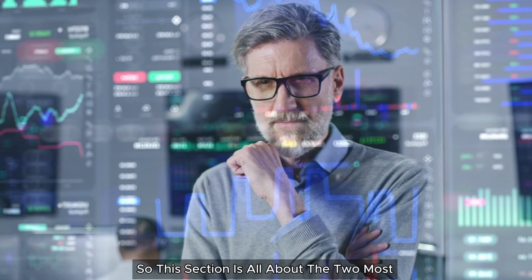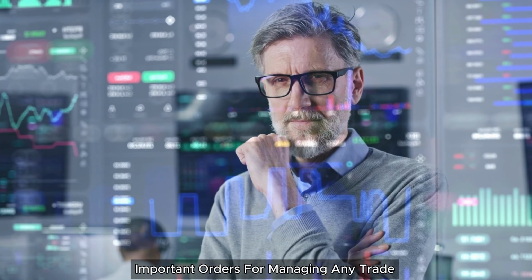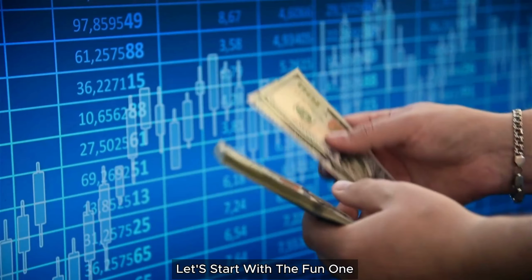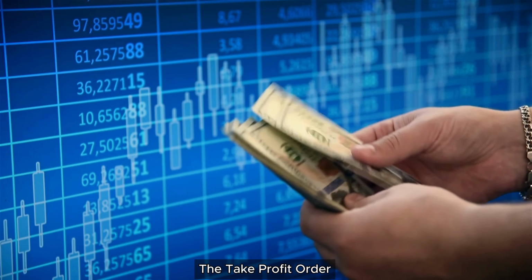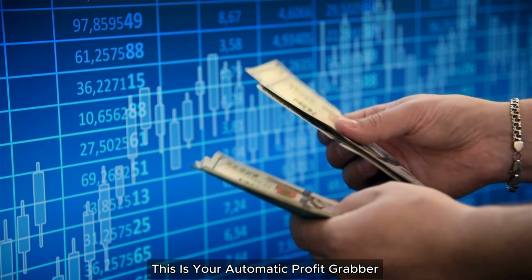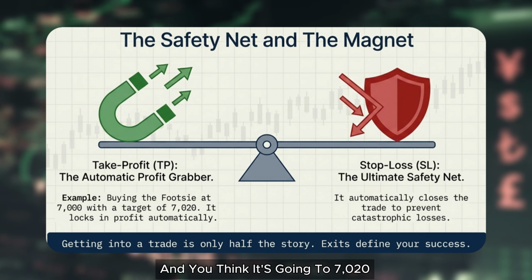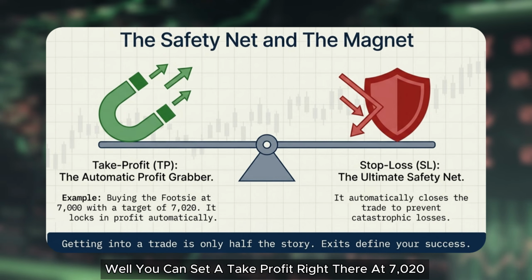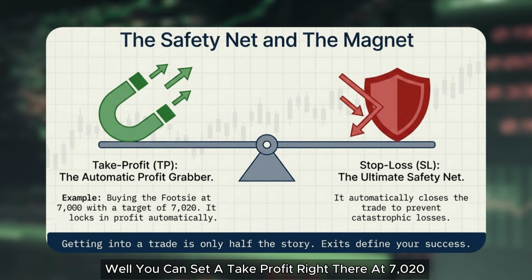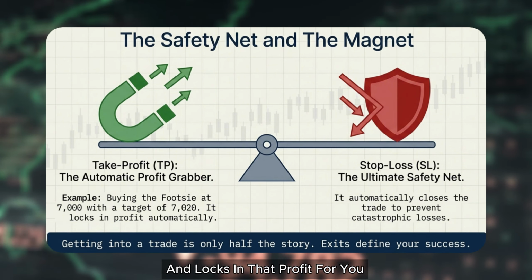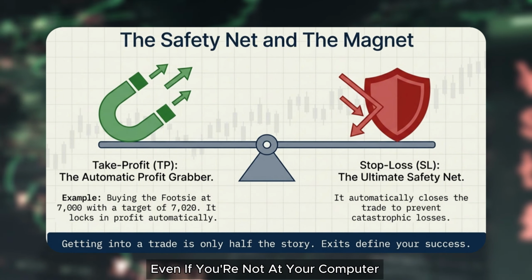So this section is all about the two most important orders for managing any trade you're in, the stop loss and the take profit. Let's start with the fun one, the take profit order. This is your automatic profit grabber. So say you buy the FTSE at 7,000 and you think it's going to 7,020. Well, you can set a take profit right there at 7,020. If the market hits your target, MT4 automatically closes the trade and locks in that profit for you, even if you're not at your computer.